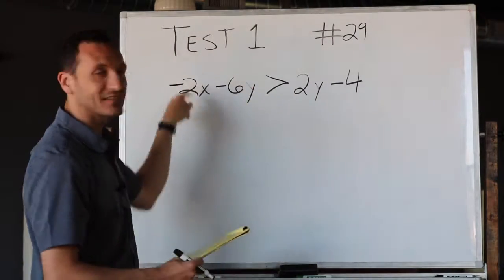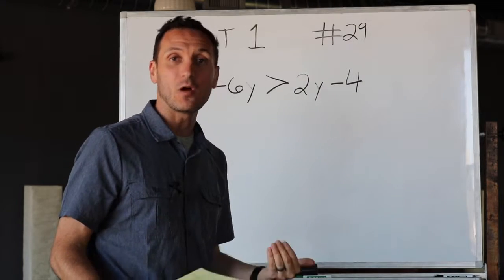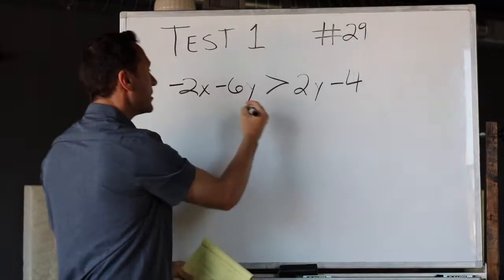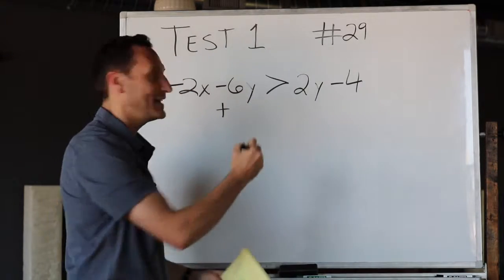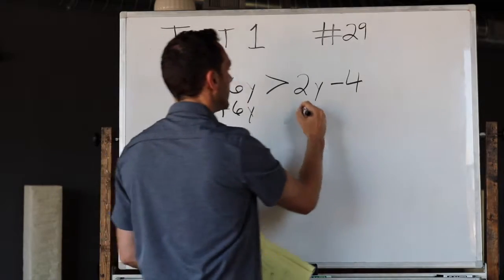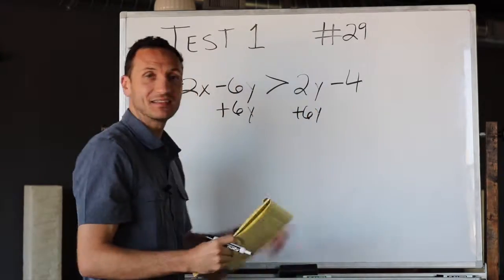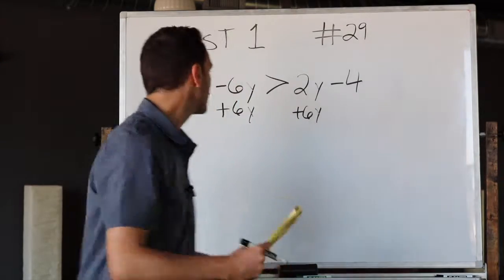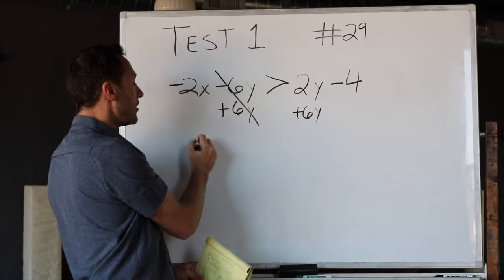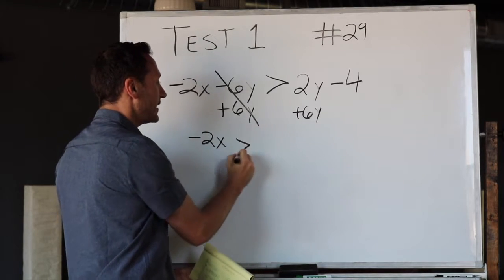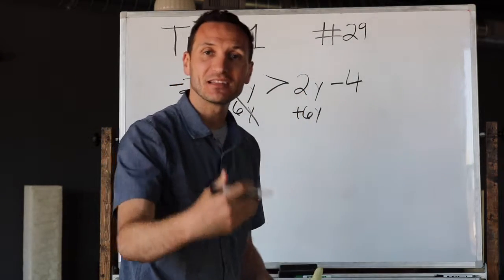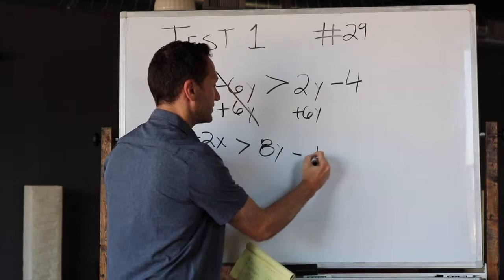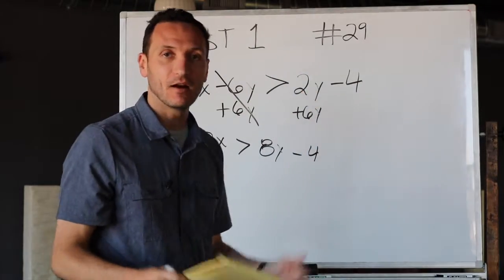So we want to get this x by itself on the left side of the inequality. So let's get rid of this negative 6y first. How do we get rid of that? We do the opposite. We add 6y to both sides. And because I see a 2y here, we're going to combine like terms. So these cancel out, boom, and all that's left here is negative 2x is greater than, over here, 2y plus 6y equals 8y minus 4. So that's where we got that. All right, let's go to the next step.